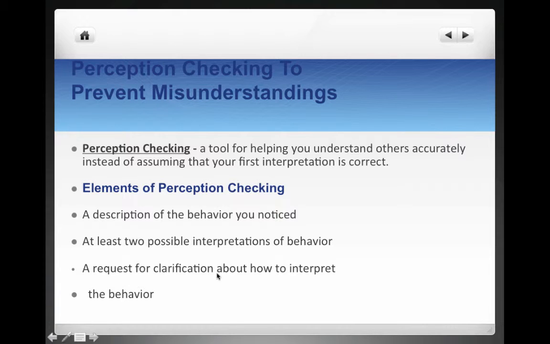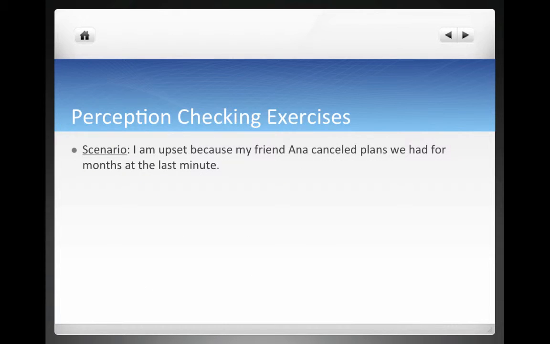The last element is a request for clarification about how you interpret. Then you ask your colleagues, or whoever you are talking to. You request that they clarify your interpretation. Let us practice. Let's practice some perception checking using the elements that we discussed.